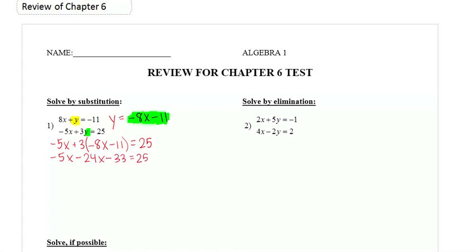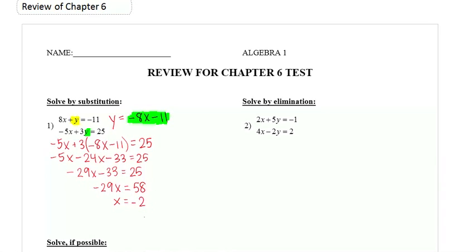I can combine my like terms. So my x's give me -29x minus 33 equals 25. Add 33 to both sides means -29x equals 58. And divide both sides by -29, we get x equals -2.